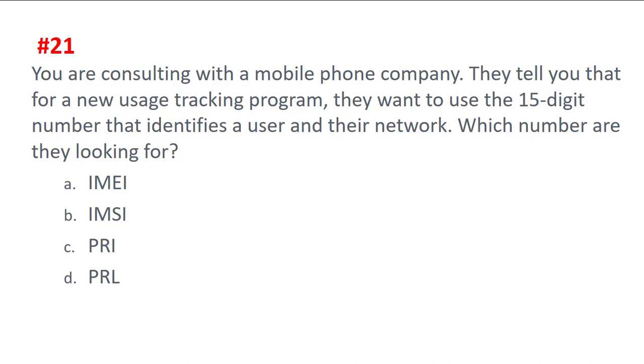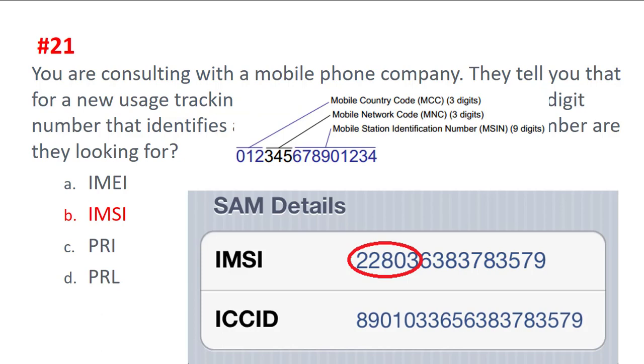Number 21, you're consulting with a mobile phone company. And they tell you that for a new usage tracking program, they want to use the 15-digit number that identifies a user and the network. Which number are they looking for on this mobile device? If you've never looked this up, hopefully this screen will help you. They are looking for the IMSI, or International Mobile Subscriber Identity.